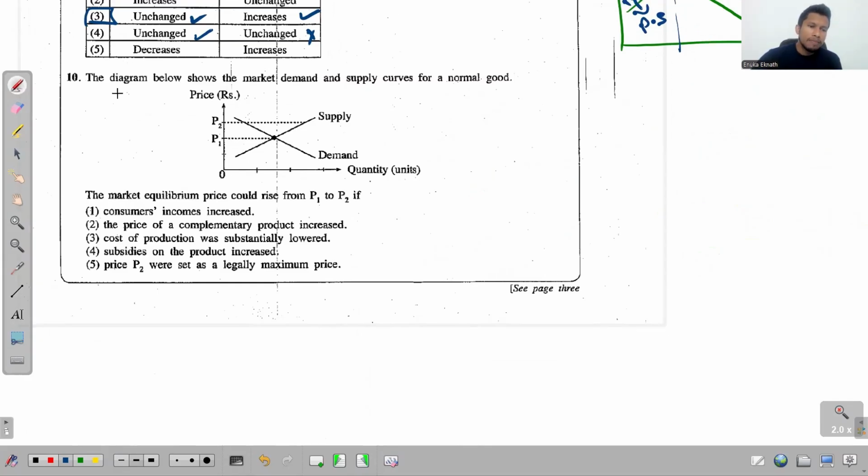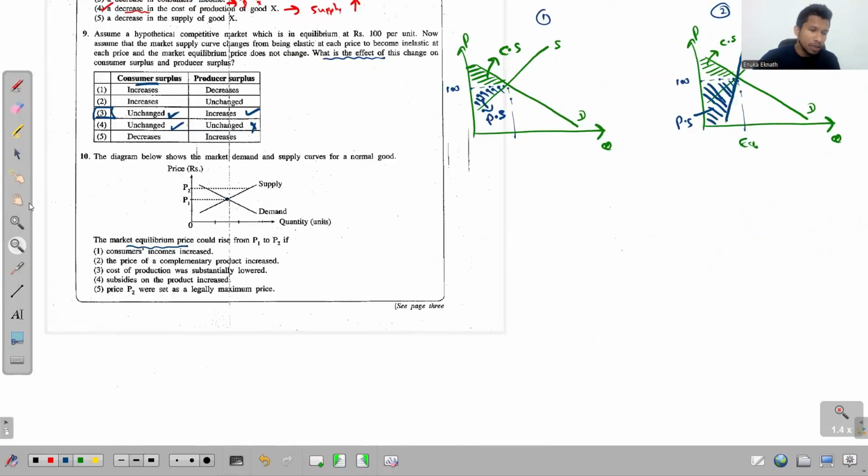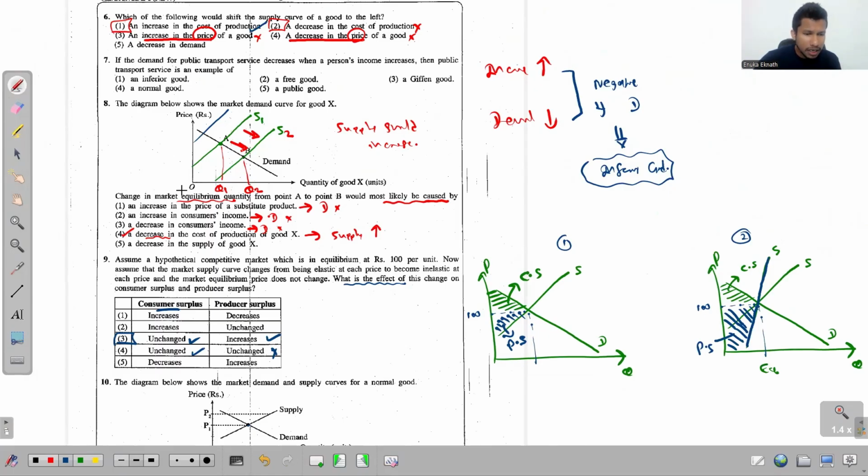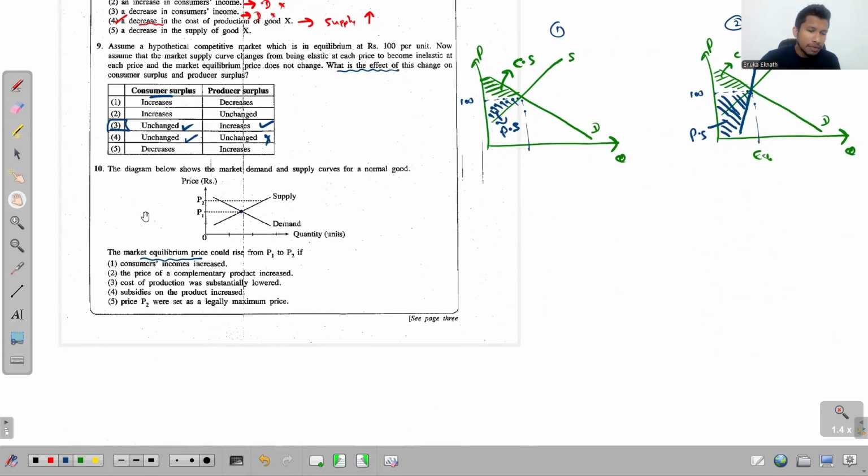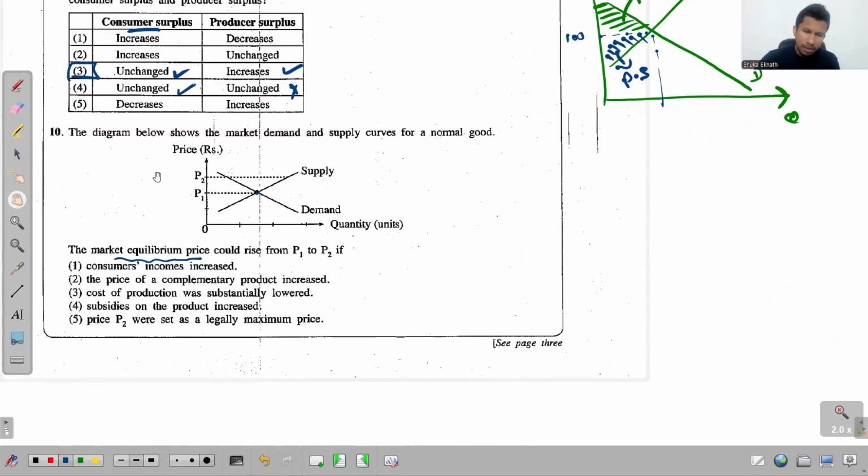So the 10th one: the diagram below shows the market demand and supply curves for a normal good. This is where we get the initial equilibrium, and they have given us another price as well. We get the demand curve and supply curve. It says the market equilibrium price could rise from P1 to P2. Once again, they spoke about the equilibrium price. Previously, hope you remember this question, they told us that the equilibrium quantity changes from point A to point B. But now they are referring to the equilibrium price. Equilibrium price changes from P1 to P2.